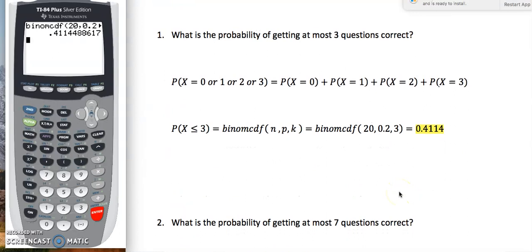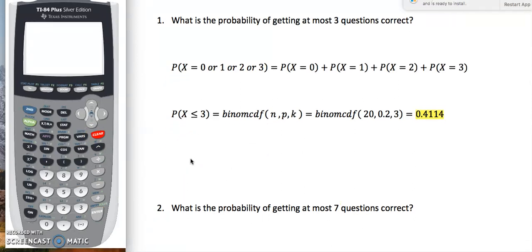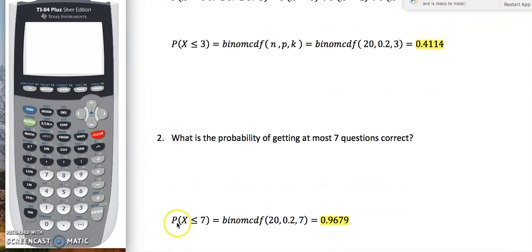So let's try another one. What is the probability of getting at most 7 questions correct? Well, at most means 7 or less. So once again, we want 0 or 1 or 2 or 3 or 4 or 5 or 6 or 7 questions correct. So starting at 0, adding up all the probabilities until you get to 7. So binomial CDF does that for us, instead of typing in all 8 probabilities using the precise button, PDF.